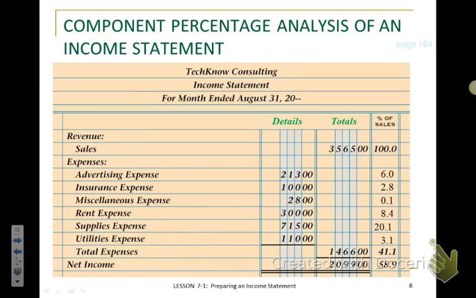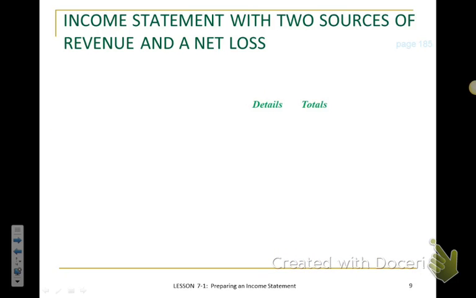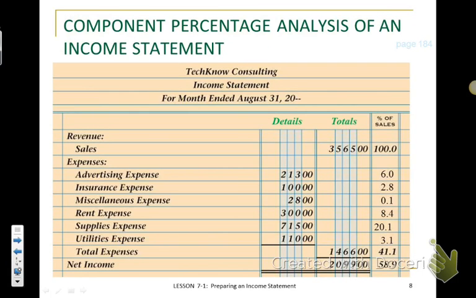Okay, so at the end, this is pretty much what our income statement is going to look like. We're going to see that our total is going to be the sales. So we're comparing each of these items to our total sales. So we're getting how much of our total sales are being used up by advertising expense? How much of our total sales are being used up by insurance expense, miscellaneous expense, etc.